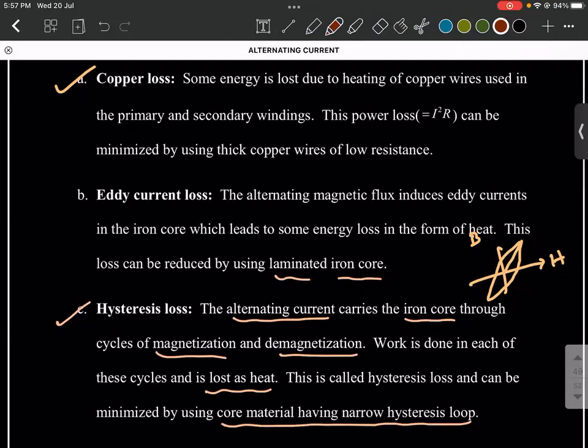Can you avoid it 100%? No. You can reduce it to some extent.